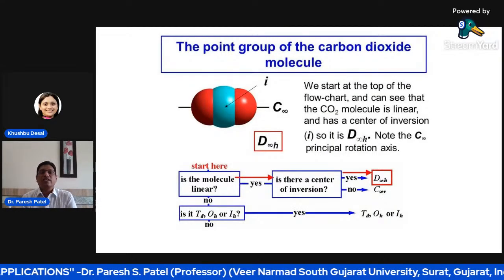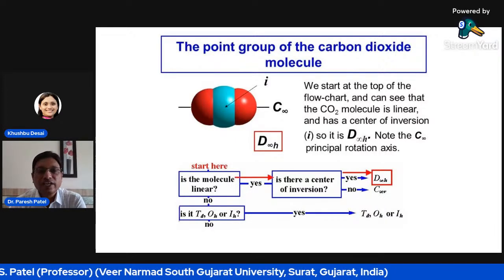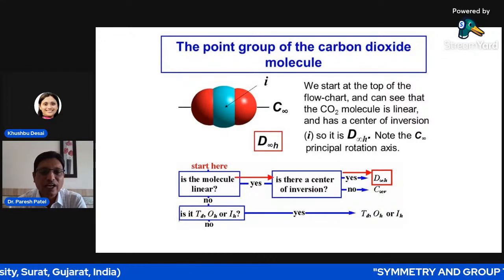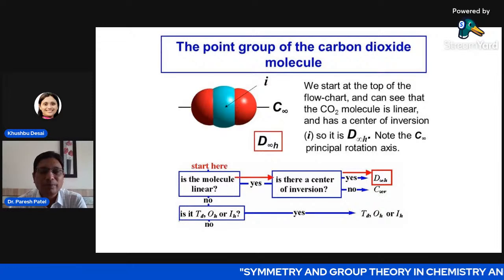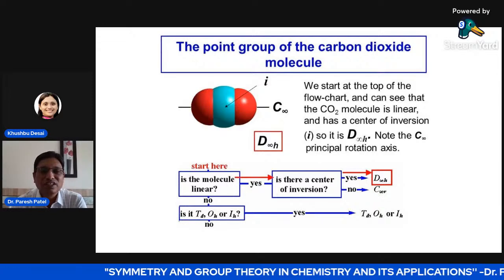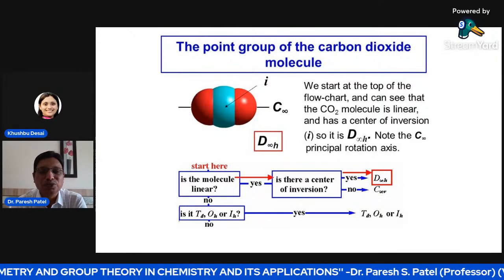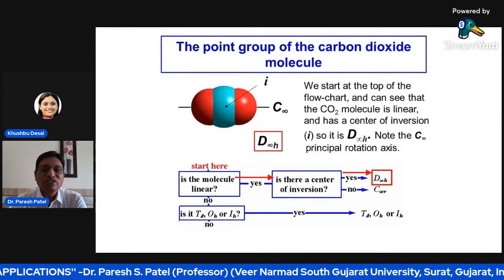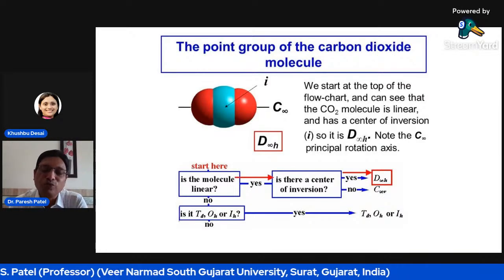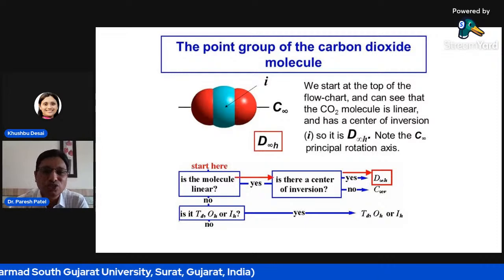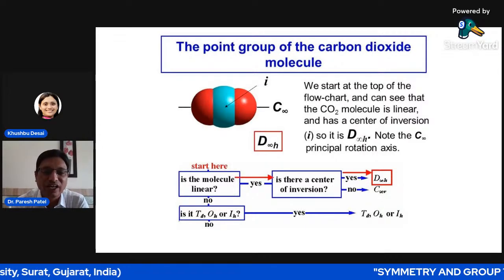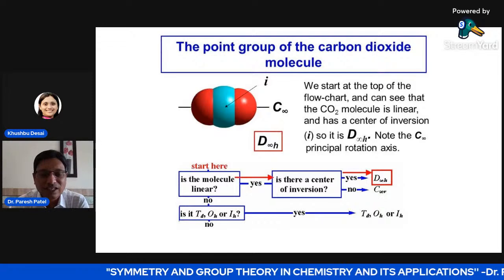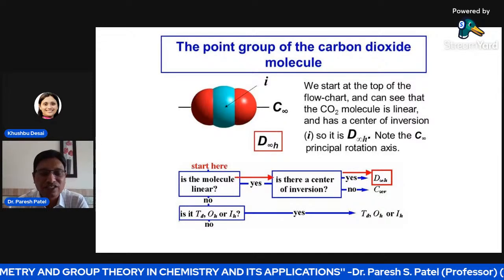This is another molecule, carbon dioxide. Carbon dioxide is a linear molecule, and in carbon dioxide the plane is perpendicular to the main principal axis. It means D infinite h point group may be present, so we assign a D infinite h point group. If the molecule is linear, then we assign one of two point groups, C infinite v or D infinite h. If sigma v is present, then C infinite v point group, and if sigma h is present, then the point group can be assigned as D infinite h. Next one.